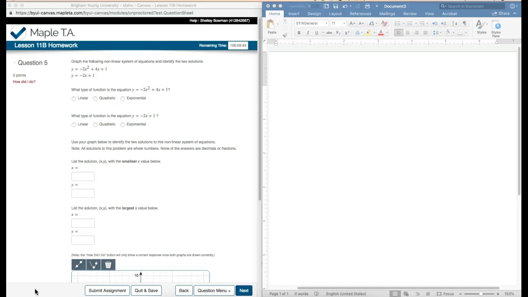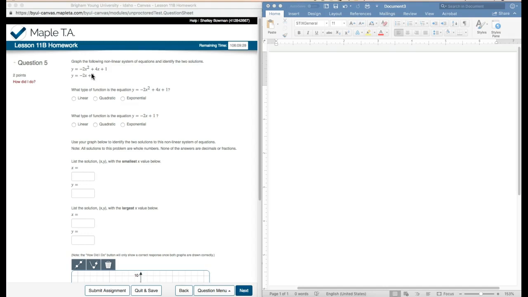Maple TA Lesson 11B, homework question number 5. Graph the following nonlinear system of equations and identify the two solutions. The first one, y equals negative 2x squared plus 4x plus 1, and the second, y equals negative 2x plus 1. Oh, they were so nice to already write that in slope-intercept form for us.